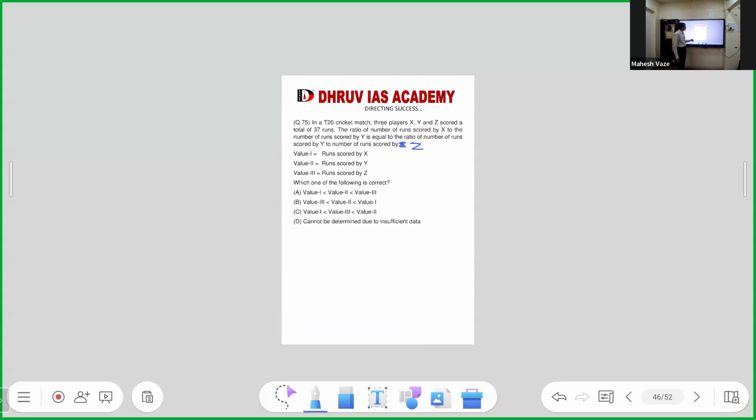Now different values are being given: runs scored by X, value 2, runs scored by Y, value 3, runs scored by Z. Which one of the following is correct? So 4 options are given. Our first task will be finding out value 1, value 2, value 3, etc. And then we will go for the options.